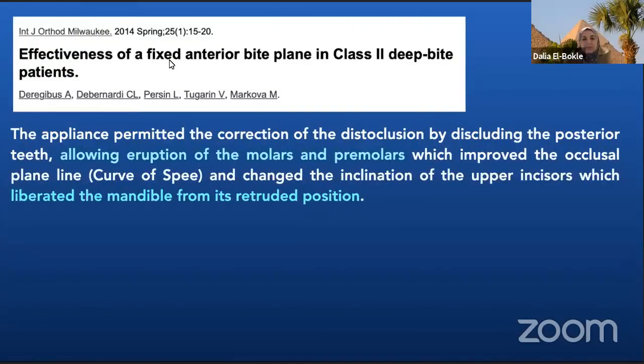So what's the effect of an anterior bite plane in deep bite? Well, this article here shows us that it will allow the eruption of the molars and premolars, which will improve the occlusal plane or curve of Spee, and it will also change the inclination of the upper incisors, which liberated the mandible from its retruded position in case of class 2.